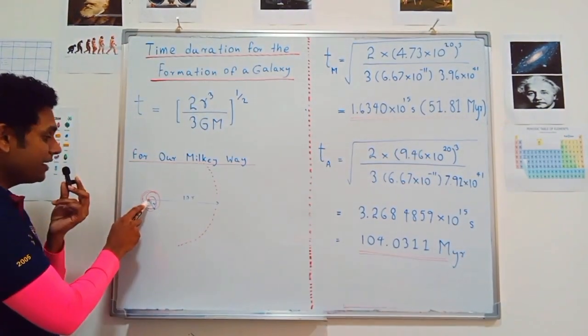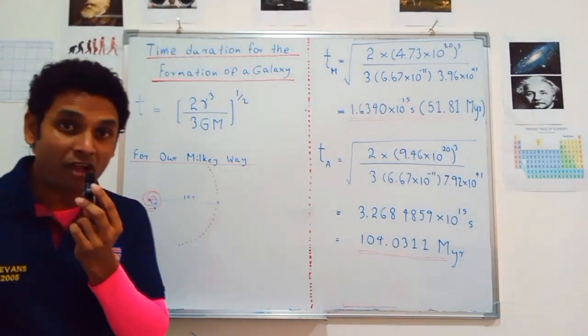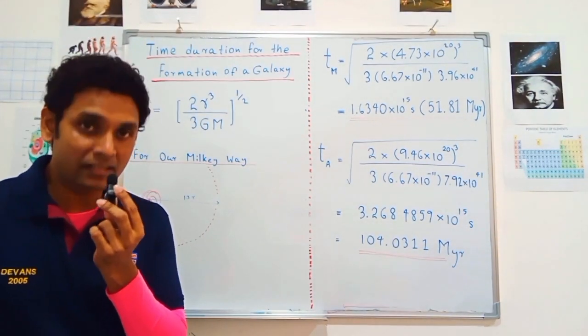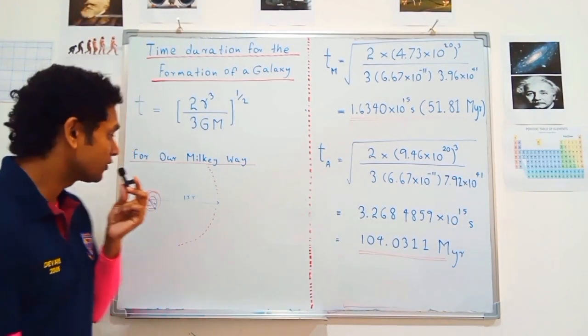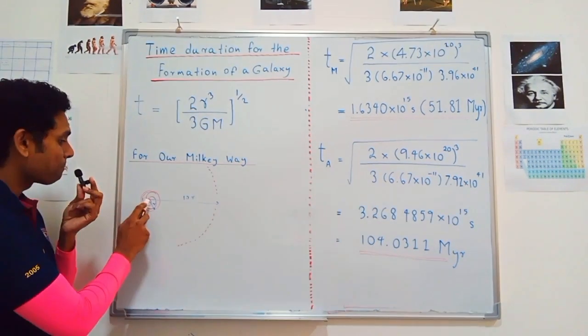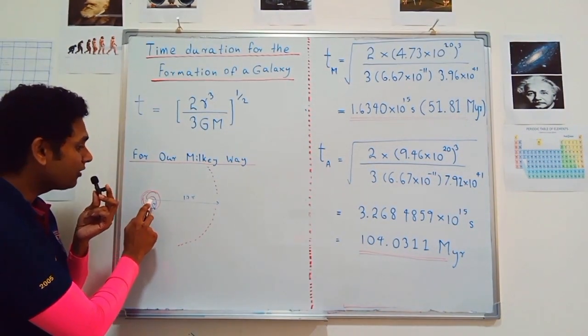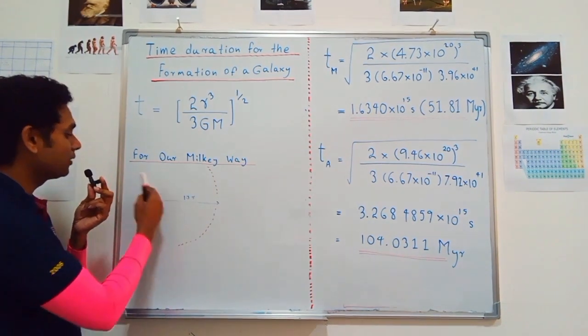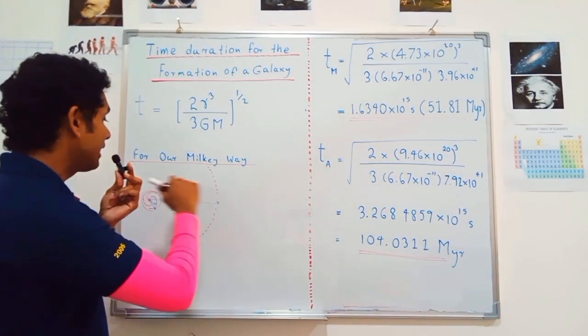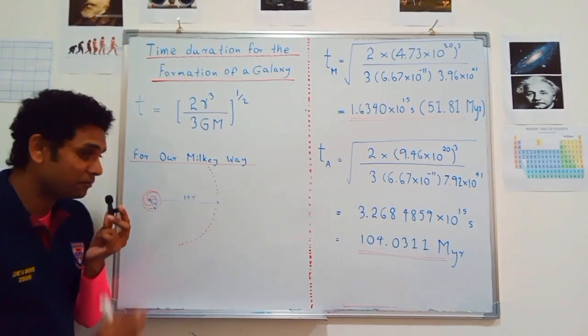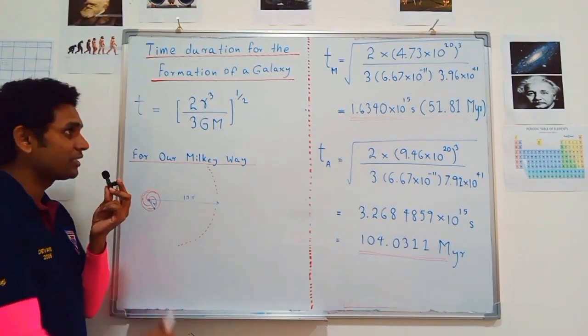Okay, the radius of the Milky Way is about 50,000 light years. So we can expect that the material from a range of about 500,000 light years is getting collected to form the Milky Way, and we can take that assumption and apply those values into the equation.